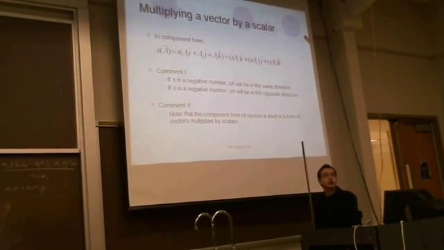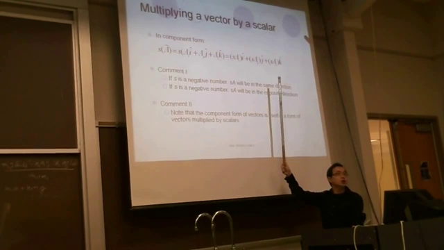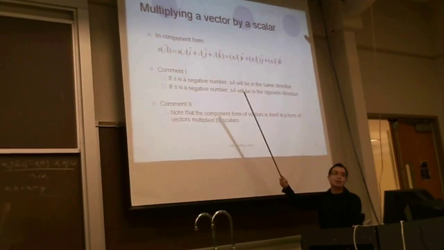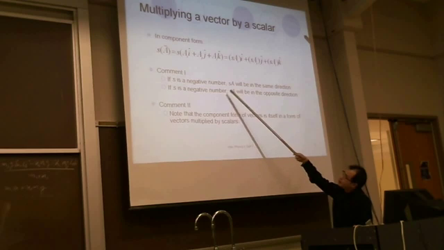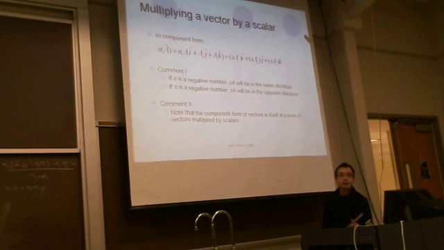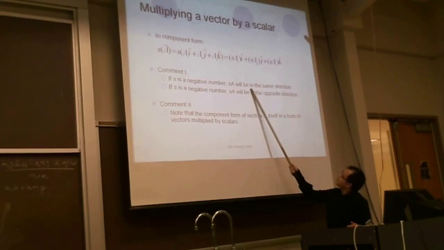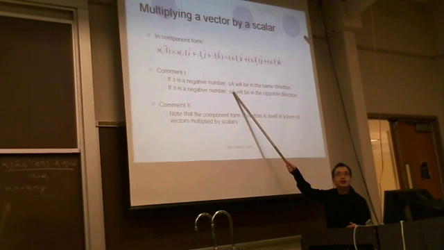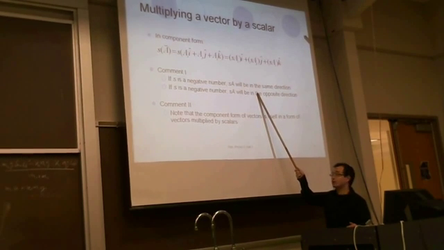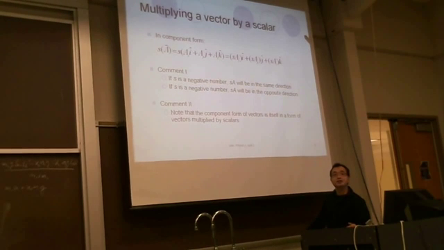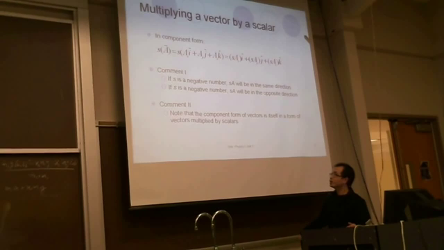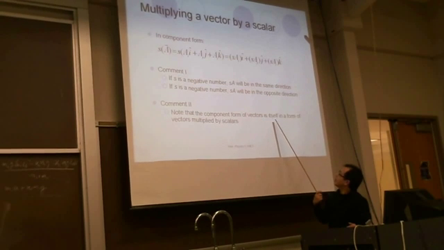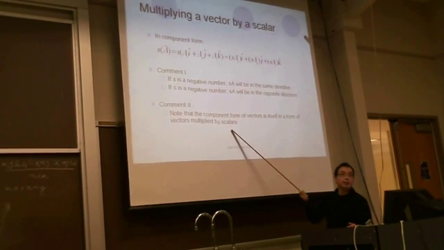As a result, it will change the magnitude of the vector. If it's 2, it doubles the magnitude. Please note that this S can be a positive or negative number. If it's positive, the new vector is still in the same direction. If it's negative, the new vector will be in the opposite direction, because it introduces a negative sign in front of the vector. Another note is that even the component form itself can be regarded as a vector multiplied by a scalar.